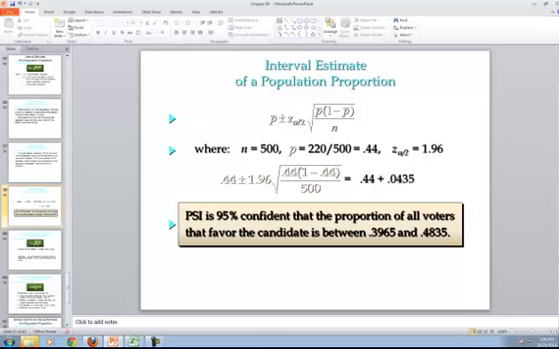So this is the formula. We know that n equals 500. We know that p bar is 220 over 500, or 0.44. For 95% confidence, remember that the critical z is 1.96. So we plug in all those numbers, and we get this interval estimate. We can be 95% confident that the proportion of all voters that favor the candidate is between 0.3965 and 0.4835.